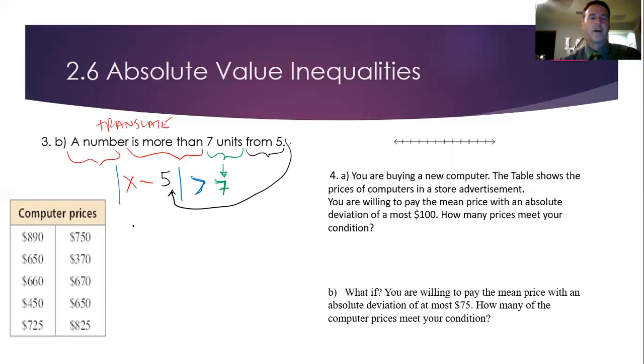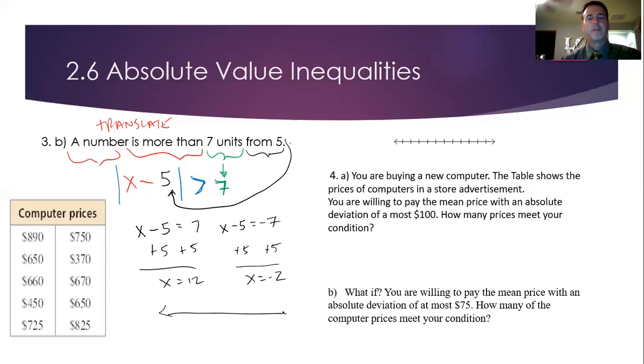Now if you have to solve it, I don't think it asks you to. Remember, we just set it equal to 7, and then we set it equal to -7. Once you add 5 to both sides, you get 12. And once you add 5 to both sides, it is equal to -2. And remember how this looks: here's -2, here's 12. These are open circles because there's no little line right here.